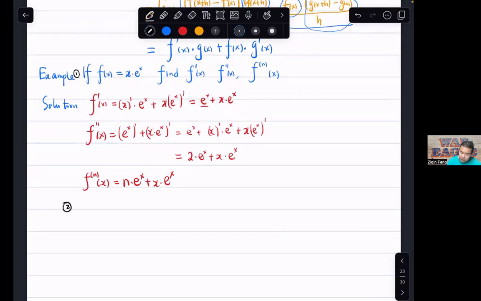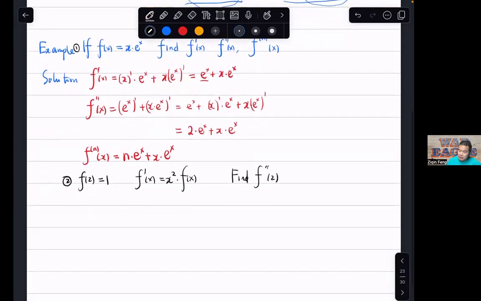Example 2 here: we know that f of 2 is 1. We know that f prime of x is x squared times f of x. We want to find f double prime of 2, right? The second derivative of this function at 2, right? Let's try to do that.